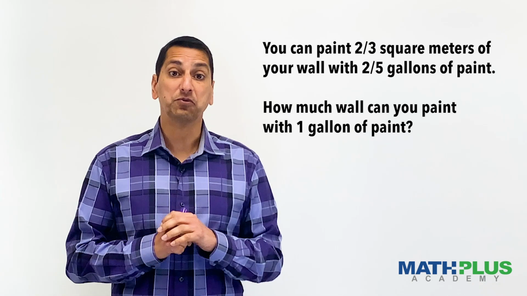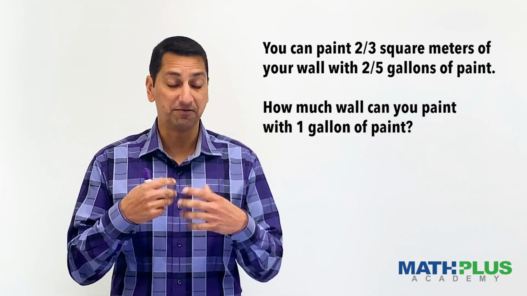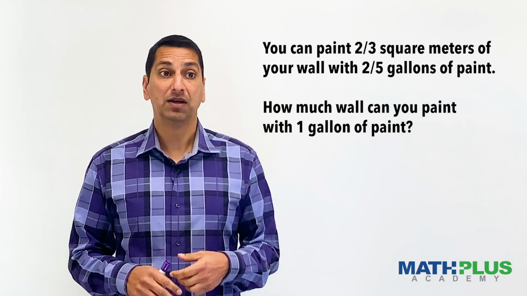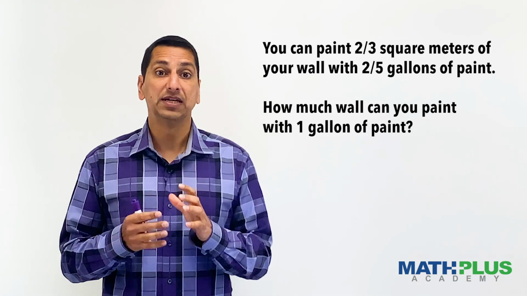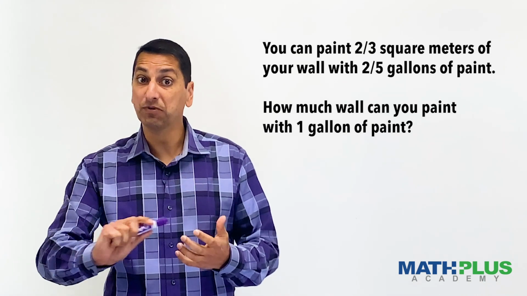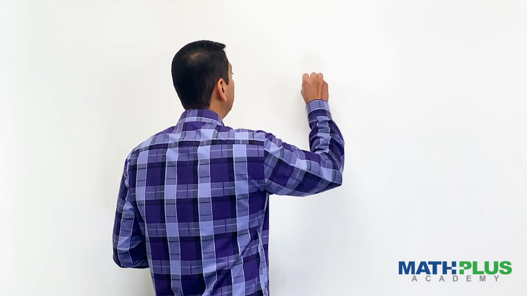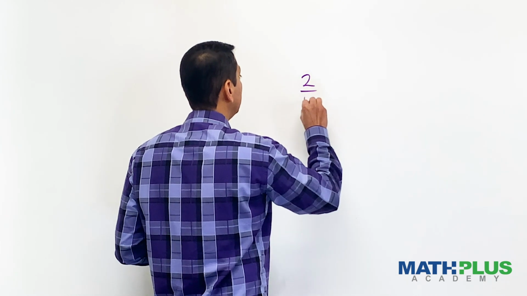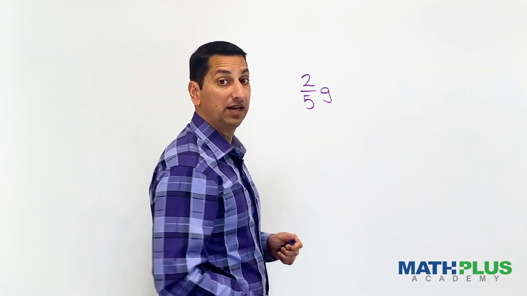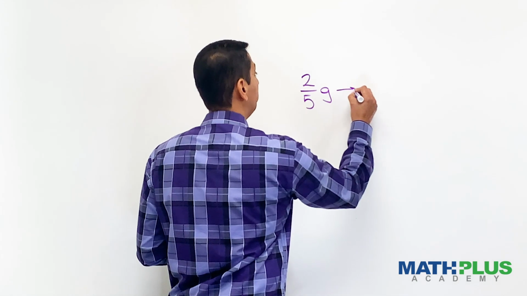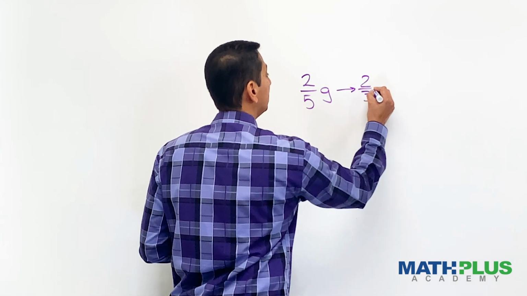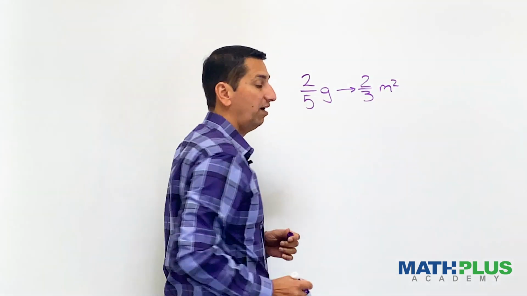Number 1, restate the problem in my own words. So I read it, I could read it again, but I need to make sense of it. So let me just simplify what was given. I'm not going to rewrite the whole problem, but I do know that if I have 2/5 of a gallon, I can use that to paint 2/3 square meters of my wall.